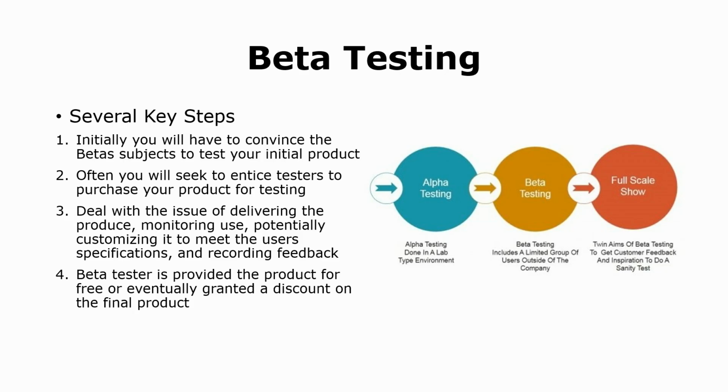Typically the success of a beta test is determined by how many of the potential target customers are getting converted and are actually willing or able to pay for your product, right. So, that is the success of a beta test. There are several key steps in beta testing which need to be followed. Initially you will have to convince the betas, or you call them subjects, to test your initial products, right. Once they have tested your initial products, often you will seek to entice testers to purchase your products. You would like them to purchase your product eventually by making it so nice and approachable.